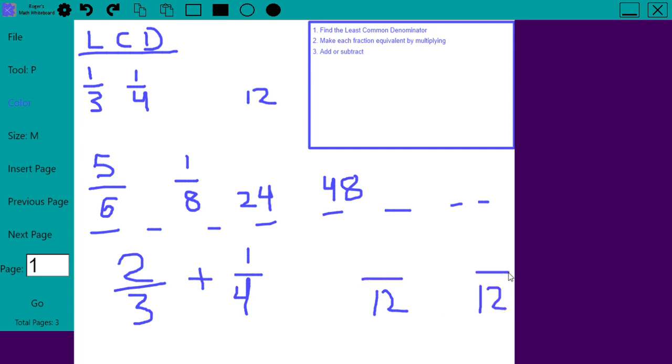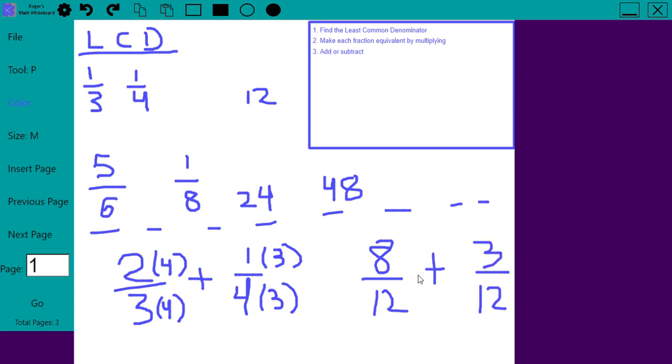The second thing you're going to want to do is make each fraction equivalent by multiplying. So in order to get 12, I multiply 3 by 4, right? So I'm going to do the same thing to the top number. Whatever I do to the top, I'm going to do to the bottom. So 2 times 4 is 8. And then I multiplied 4 by 3 to get to 12, so I'm going to do the same thing to my top number. So 1 times 3 is 3.